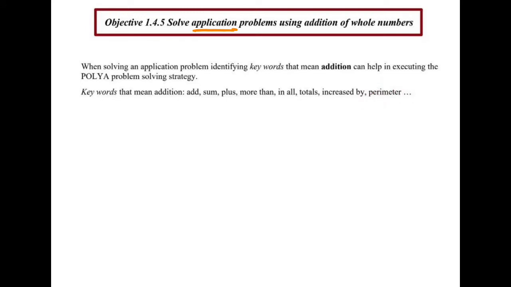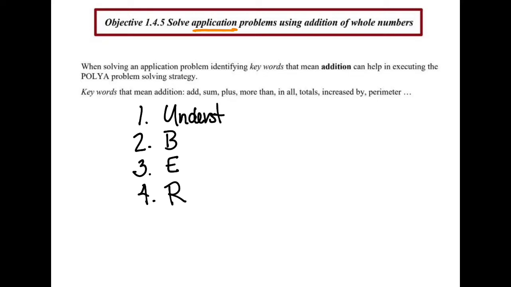So POLIA, just as a reminder, has 4 steps, and to simplify it, I'm going to call it Uber. You can remember that. So Uber, first of all, you understand what the problem is. In other words, you read it all the way through, figure out any formulas you might need. In this case, you identify all of these things as add. So that's understanding.